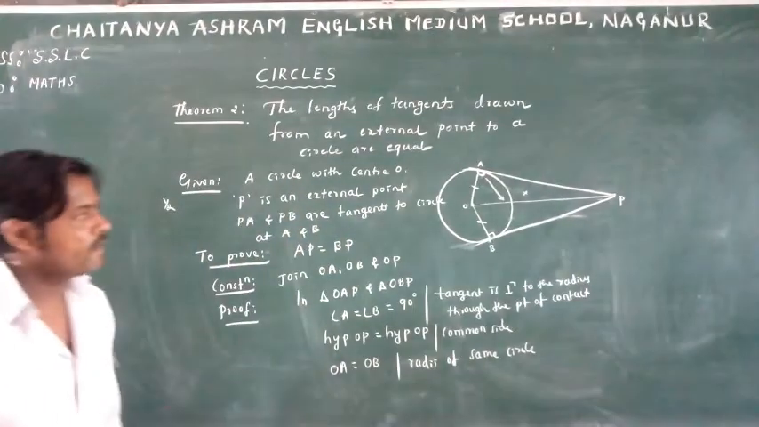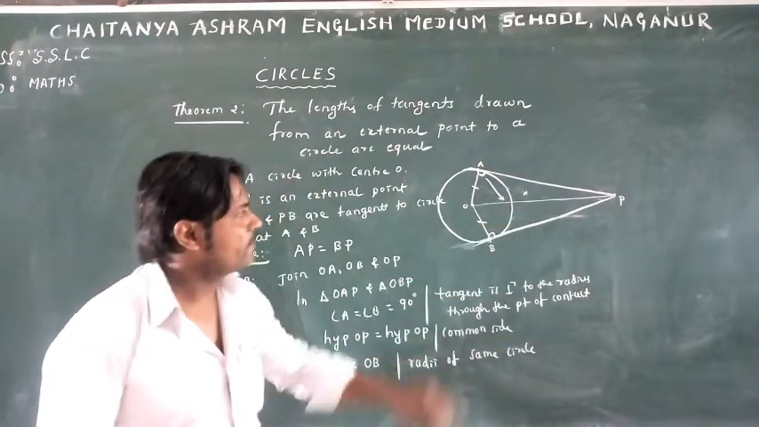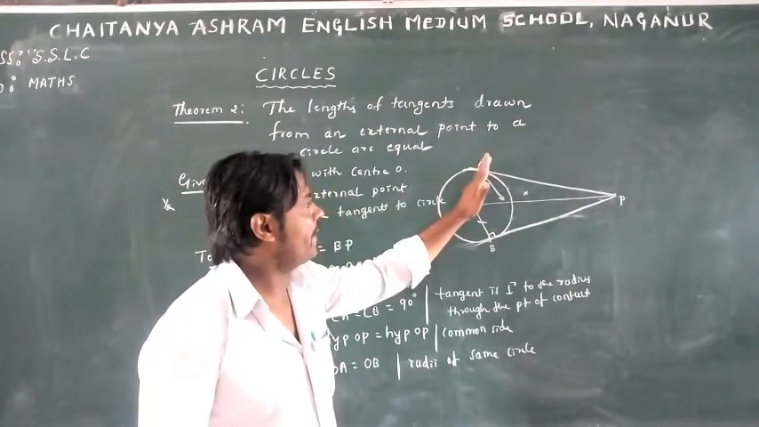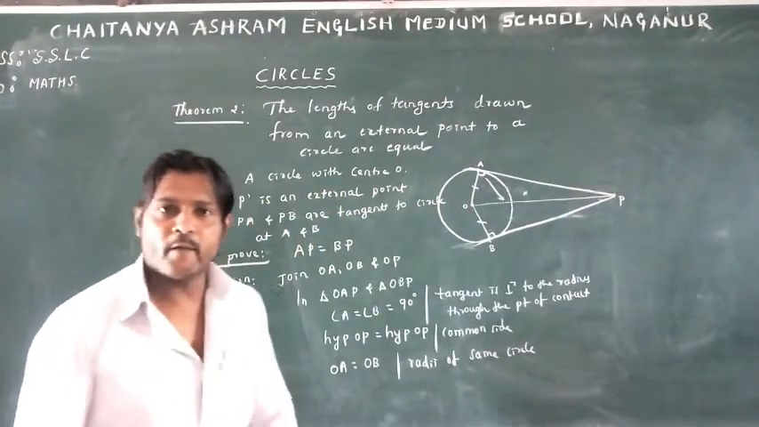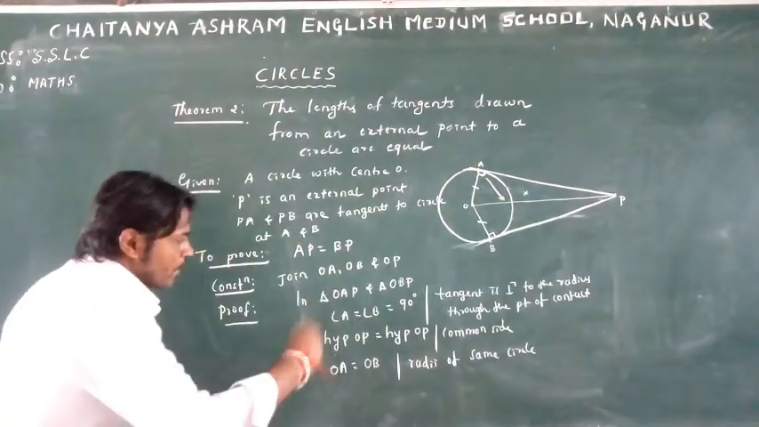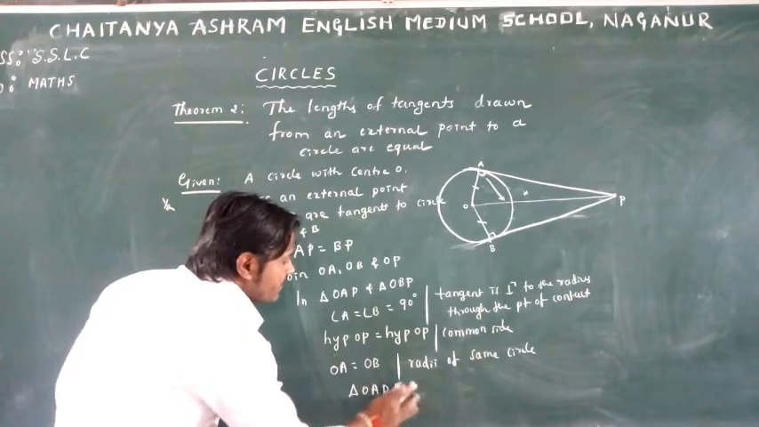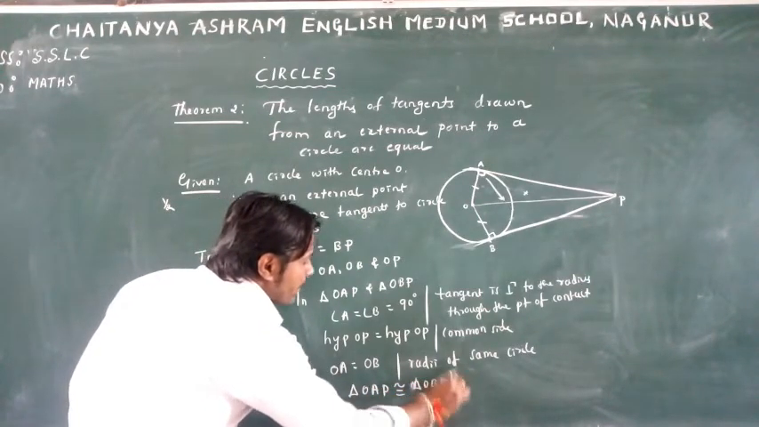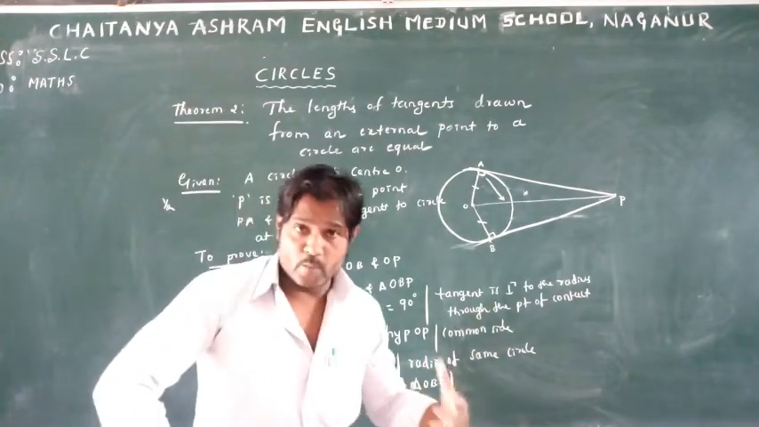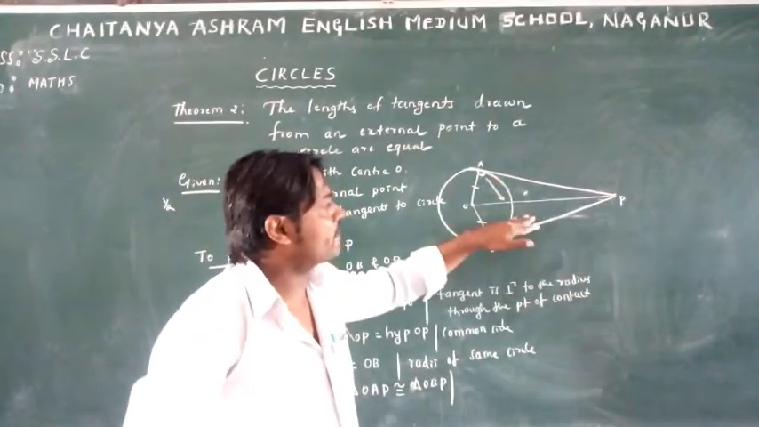Dear children, now about these two right triangles: both are right triangles, the hypotenuses are equal and one side of each is also equal. I would like to say these two triangles are congruent. Triangle OAP is congruent to triangle OBP. Why are these two triangles congruent? On which postulate, on which rule, do we say these two triangles are congruent?